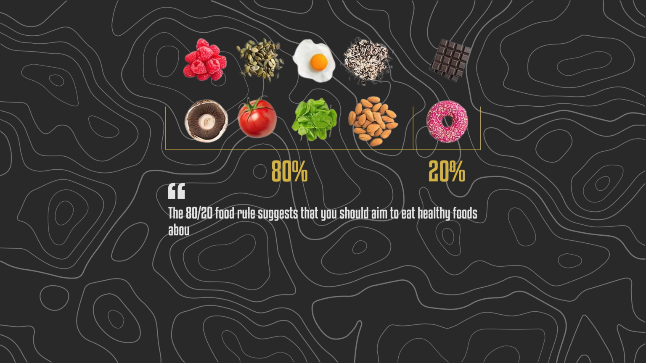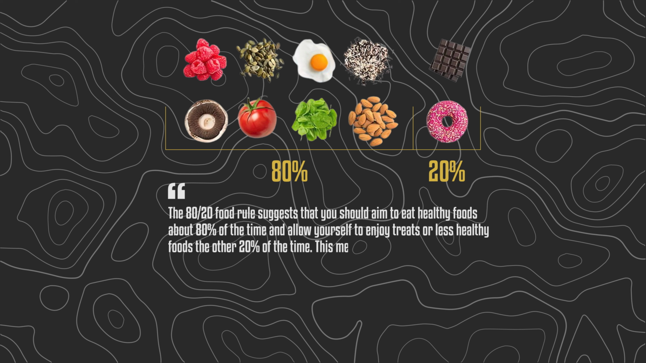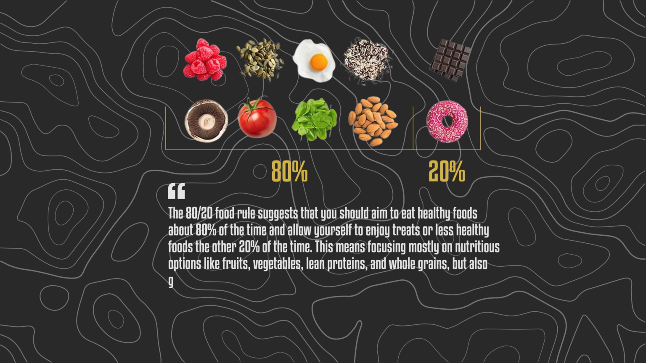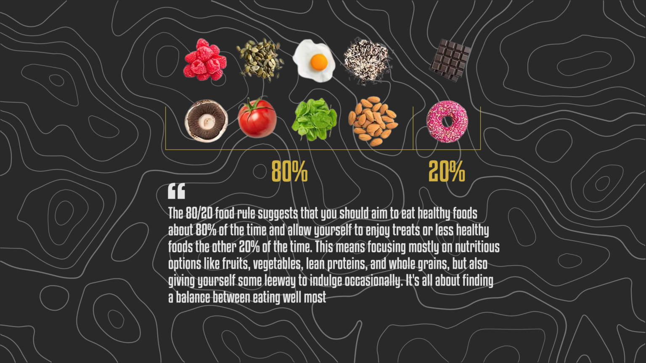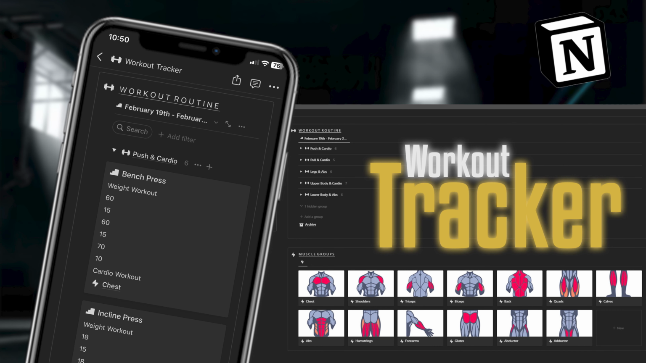Introducing the 80-20 rule, which suggests that 80% of your weight loss comes from diet and 20% from exercise. Last week, I created a template dedicated to that 20%, so if you're interested, you can watch it. But this week, we're focusing on the 80%, so let's get started.